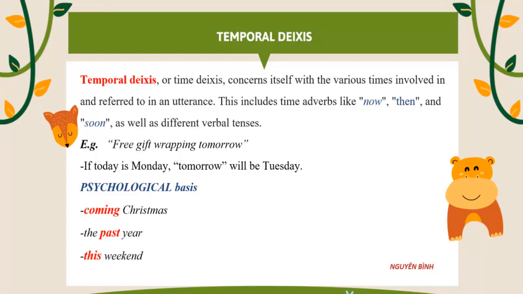And on the screen, we have an example, free gift wrapping tomorrow. If today is Monday, tomorrow will be Tuesday, and it of course depends on the day of today. Besides that, we have some psychological basis, like talking about the event coming toward the speaker, like coming Christmas; the event away from the speaker, like the past year; and the last one, for talking about the event near or in the immediate future as being close to the utterance, like this weekend.